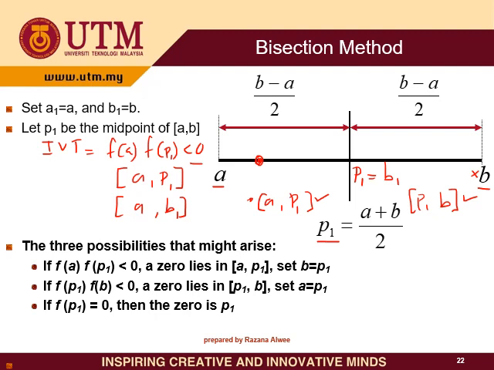This is your iteration 0, where this is your A, this is your B. After you get your P1, which one do we want to choose? So you use this equation, IVT, and you test both. Let's say for this example, FA FP1 is less than 0. This one, FP1 FB, is more than 0. So we choose this one, which is less than 0, as our next iteration. So the P1 will be your new B1 for your next iteration.